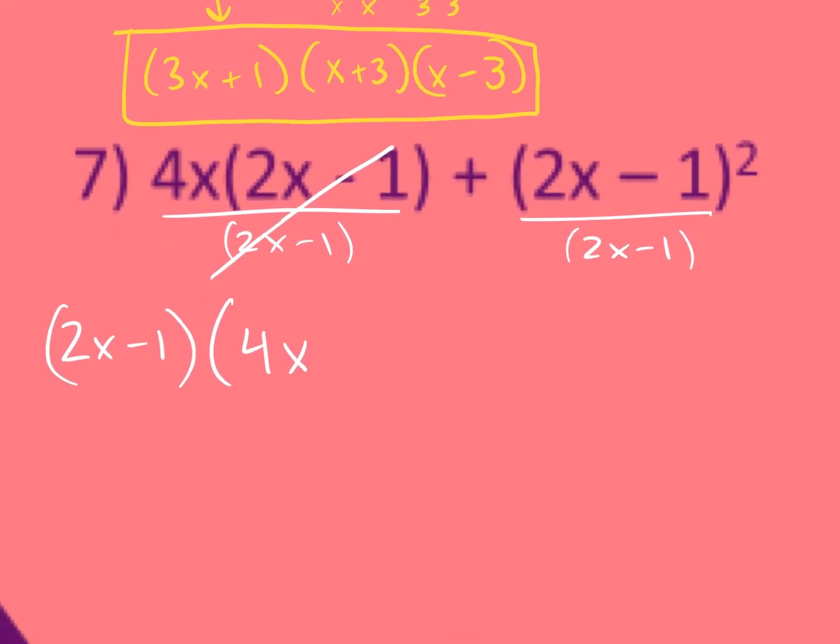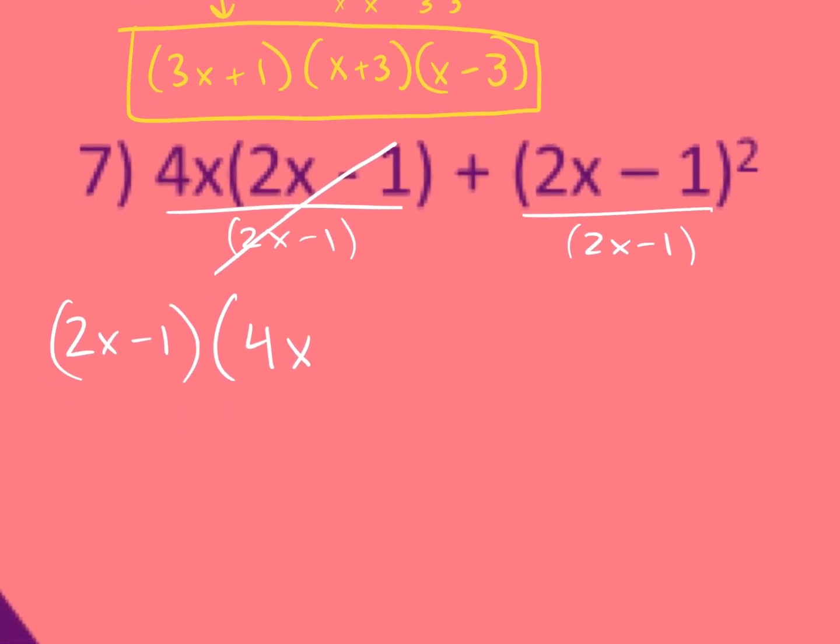And then in my second group, if I have 2x minus 1 squared, and I take away a 2x minus 1, what am I left with? 2x minus 1, perfect. So I took out my GCF. Can I simplify this anymore? Perfect. I can combine my like terms. So that becomes 6x minus 1. And then that 2x minus 1 just stays out front.